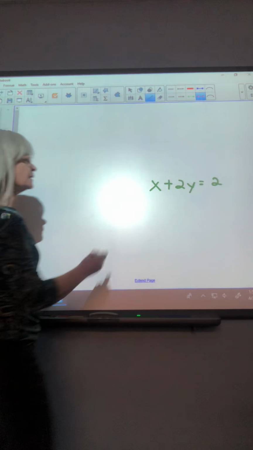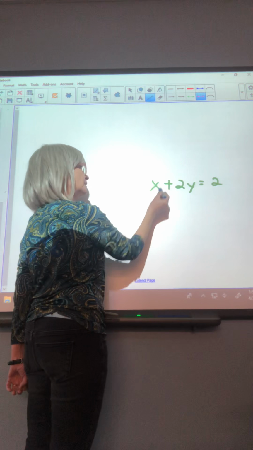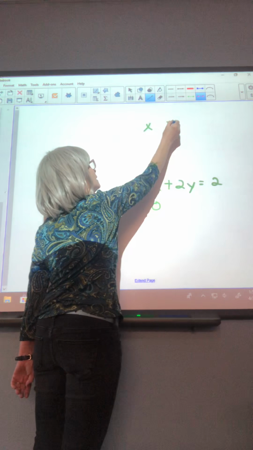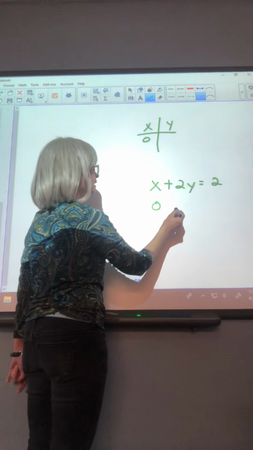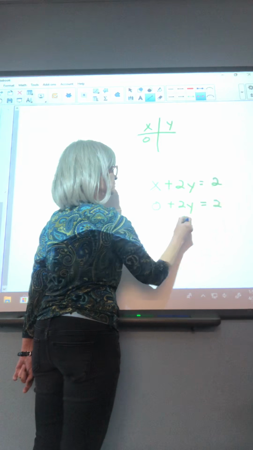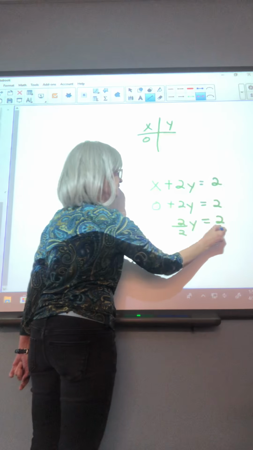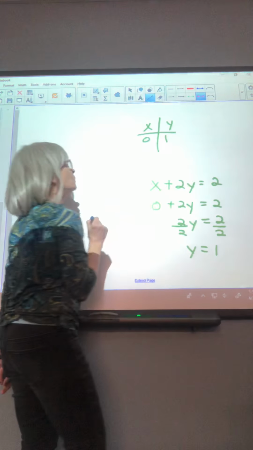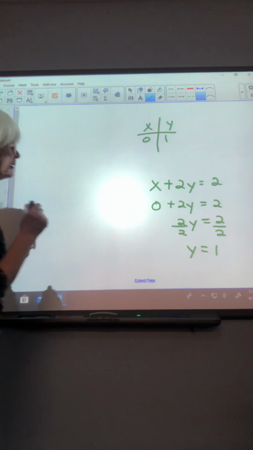And so again, let's start by finding the y-intercept. In the y-intercept, the x-coordinate is 0. So we're going to try having the x be 0. So 0 plus 2y is equal to 2. So we've got 2y is equal to 2. Then we'll divide by 2. So y is equal to 1. So our y-intercept then is going to be (0, 1).